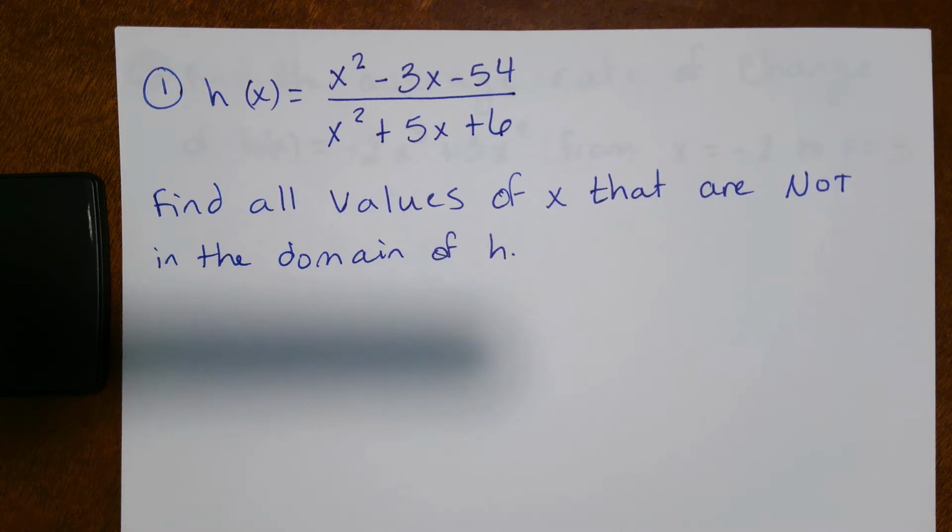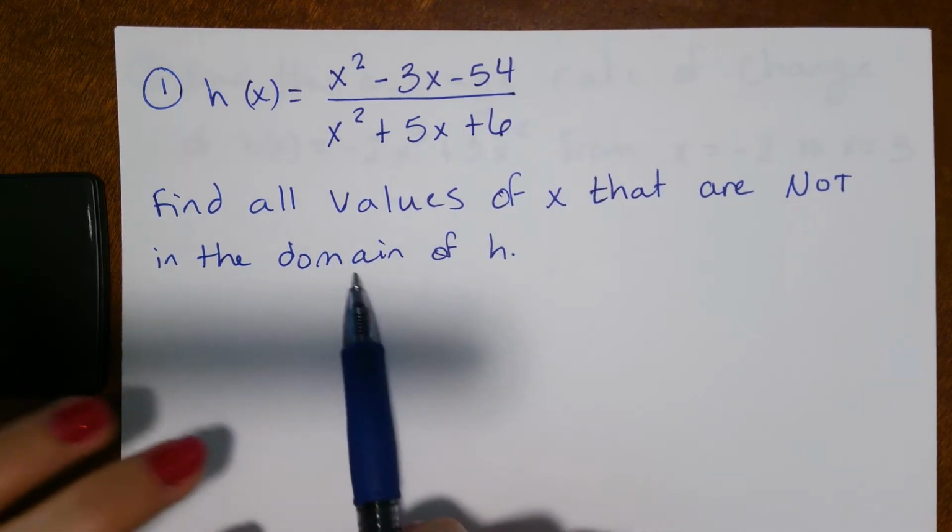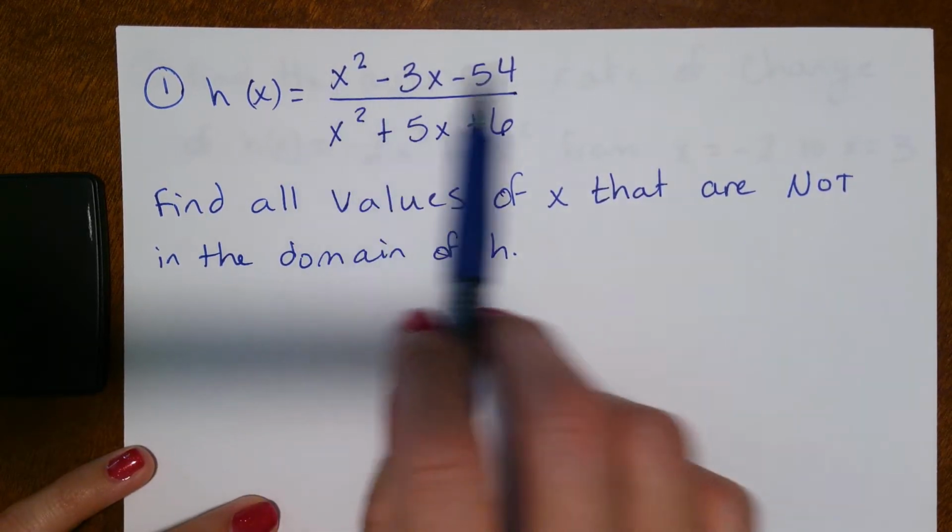So I'm going over the quiz questions from quiz number 2. Looking at the first question gives us a rational function, and it asks us to find all values of x that are not in the domain of h. The values that are in the domain are the values that you can plug in that give you a real number.